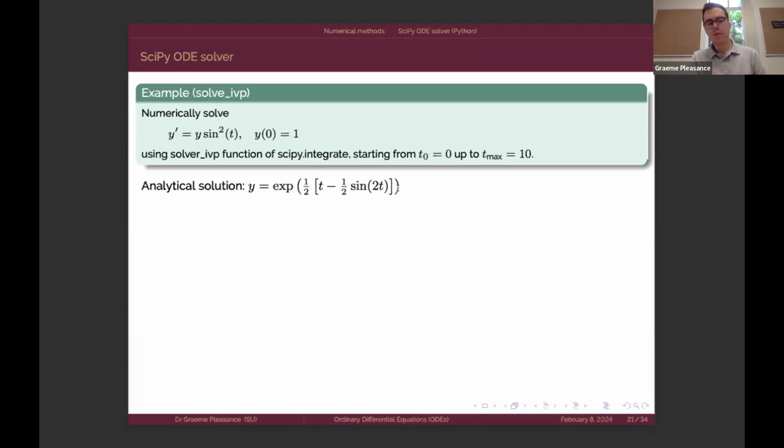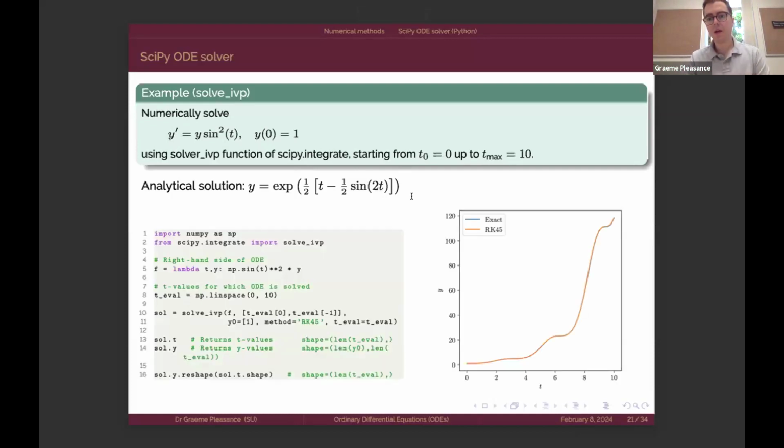Okay, so as before, we know that this problem is analytically solvable because this ODE is separable, and this is just the same solution that I gave on the previous slide. Again, I encourage you to check this yourself. And now what we want to do, as I said, is use this solver function.